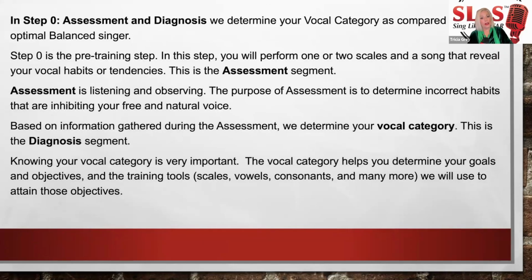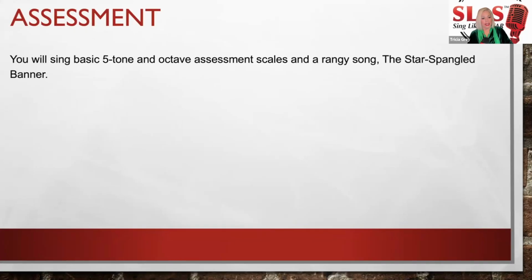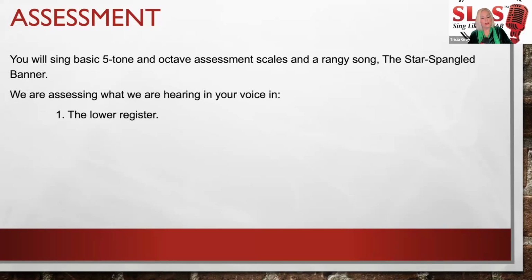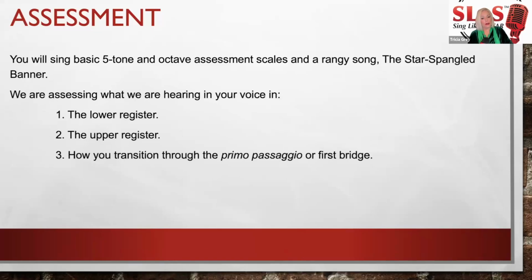Knowing your vocal category is very important. The vocal category helps you determine your goals and objectives and the training tools, scales, vowels, consonants, and many more that we will use to attain those objectives. Assessment. In the assessment segment, you sing a basic 5-tone and octave assessment scales and perhaps a rangy song, the Star-Spangled Banner. We are assessing what we hear in your voice in 1, the lower register, 2, the upper register, 3, how you transition through the primo passaggio or first bridge, and 4, the connection and balance between the registers. Here is an example of an assessment scale.